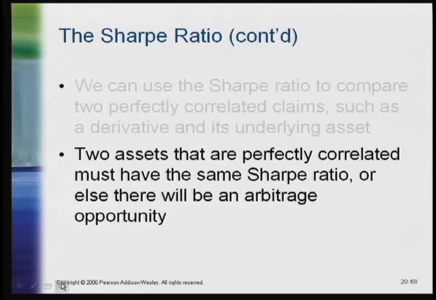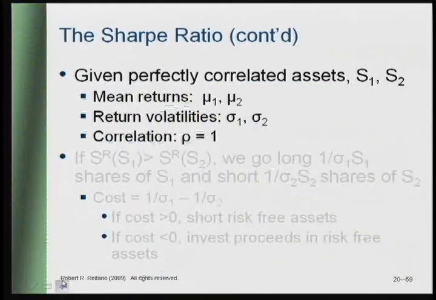What you can say is if they're perfectly correlated, they must have the same Sharpe ratio. You cannot say that they have the same mean or the same standard deviation, but the relationship between the means and the standard deviations must produce the same Sharpe ratio. And if that's not the case, we can have an arbitrage opportunity.